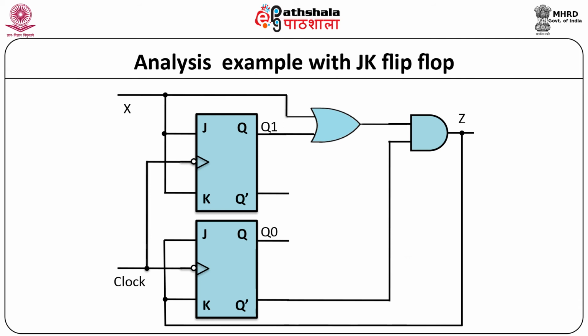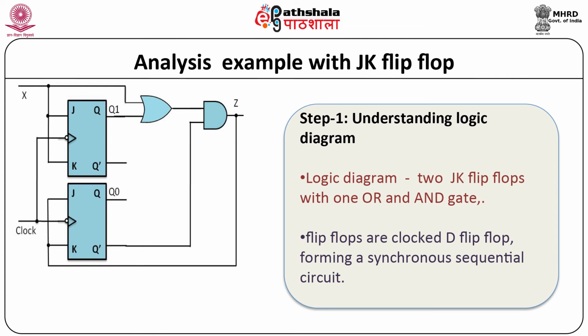Now, consider a second example of sequential circuit analysis with JK flip-flops. Let us consider a simple sequential circuit with JK flip-flops. Let us begin with the first step, that is understanding the logic diagram. The logic diagram contains 2 JK flip-flops with one OR and one AND gate. Both the flip-flops are clocked JK flip-flops forming a synchronous sequential circuit.